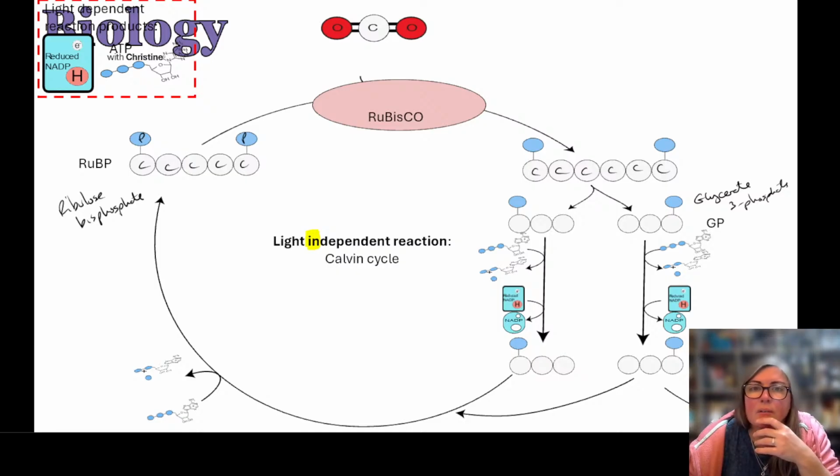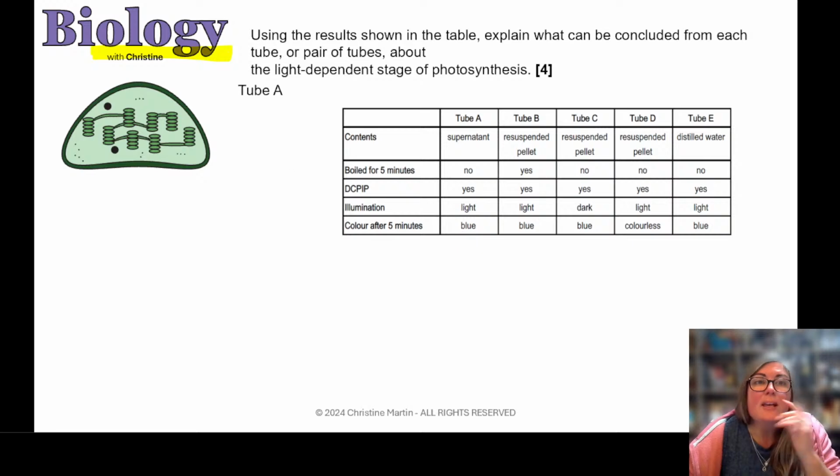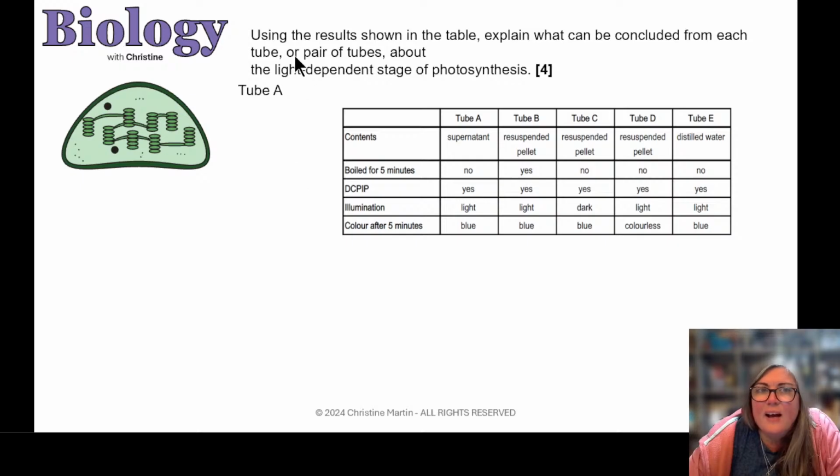That's really cool. Okay, here's the question. I love this question, but everybody hates it. Students hate it, but I love it. Okay, so what have we got? You have got here, using the results shown in the table. So this is the table they gave the students in the exam. Explain what can be concluded from each tube or pair of tubes about the light-dependent stage of photosynthesis.